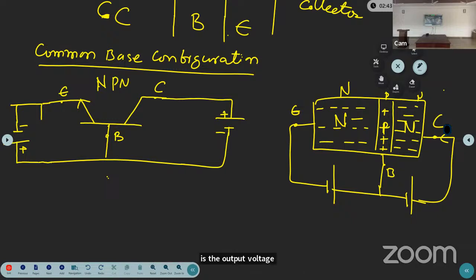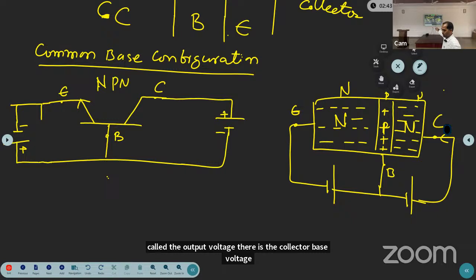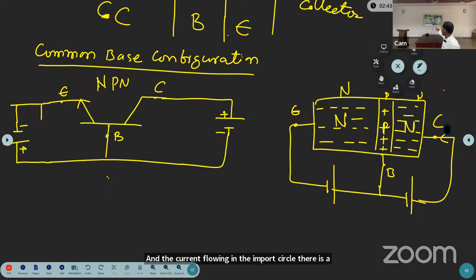The current flowing through the collector is called the output current. The voltage between the collector and the base is called the output voltage, that is the collector base voltage. And the current flowing in the input circuit, that is the input terminal emitter, is called the input current IE, and the input voltage is the emitter to base voltage.